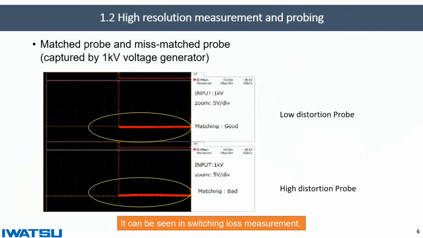The probe distortion will be an issue when measuring at high resolution. Distortion that could not be seen with an 8-bit resolution oscilloscope appears as a large distortion with a 12-bit resolution scope. In the figure above, a 1 kV amplitude waveform was measured at 5 volts per division. The waveform is very clear. This can be called a matched waveform. The figure down below shows the mismatched waveform. This will affect the power loss measurement greatly.